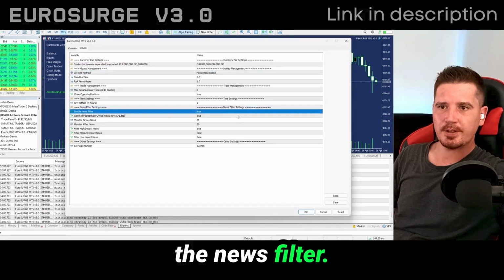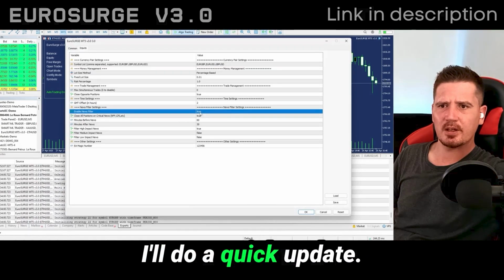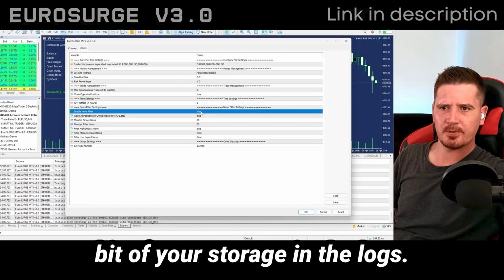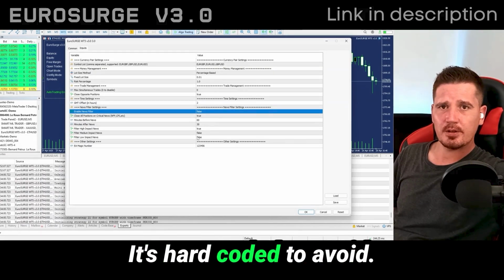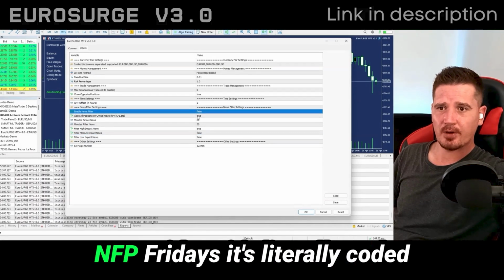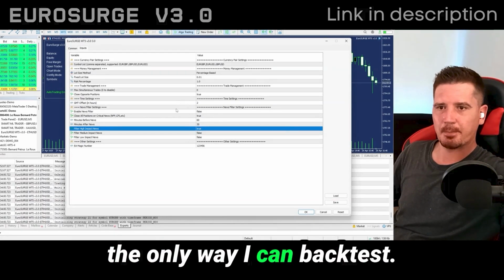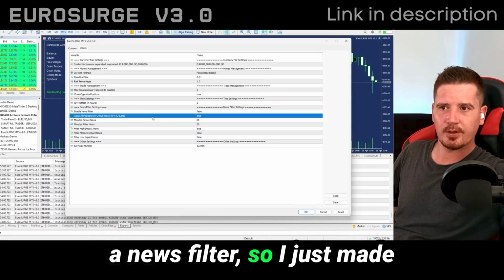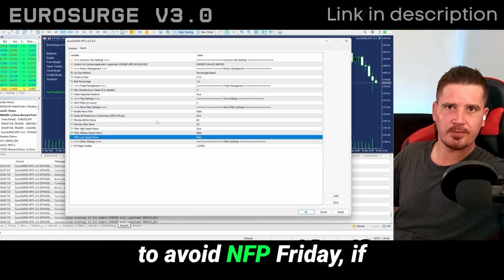And then there's the news filter. Don't use it right now. It is printing quite a lot. I'll do a quick update. It's probably going to use up a bit of your storage in the logs. It's going to print quite a bit, so don't use it. It's hard coded to avoid NFP Fridays. It's literally coded in the code because that's the only way I can backtest a news filter. So I just made sure for all of the testing to avoid NFP Friday.